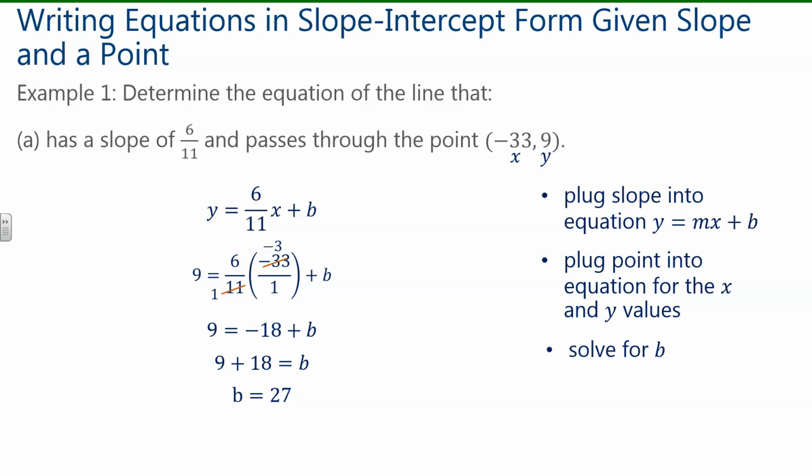Now that we have our slope and y-intercept, we can go ahead and write the equation. So we get y equals 6/11x plus 27.